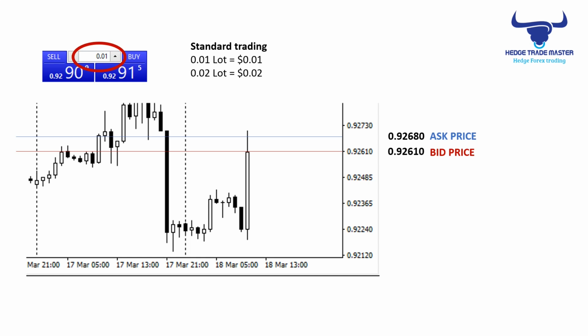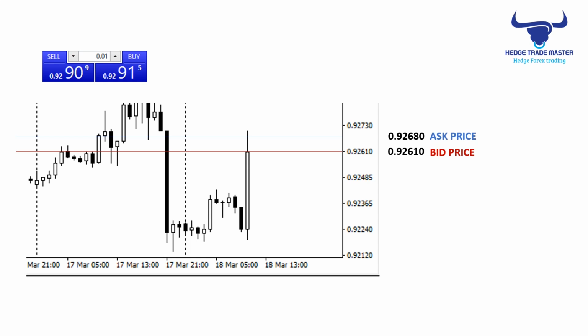Now, every pip up and down represents 0.01. You have to multiply it. It will either deduct from or add to your account. If it's in your favor, it will add. If it's against the trend you are trading, it will be a deduction from your funds. So that's how you have to look at it.